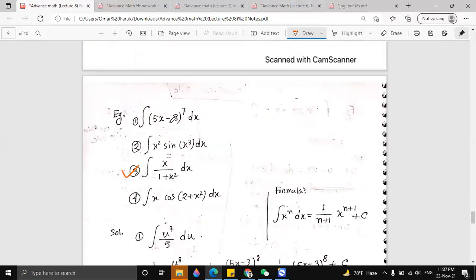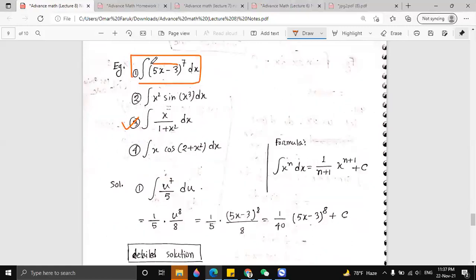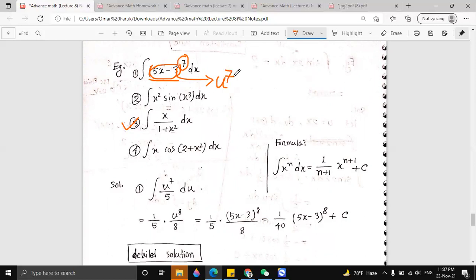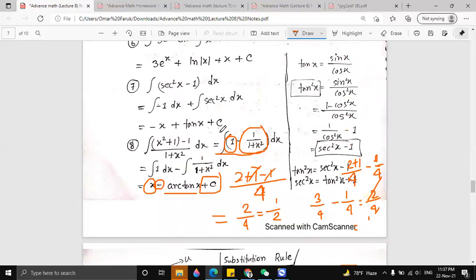So we have the integration of (5x minus 3) to the power 7. Again, this is a function. You can see the bracket. All of this inside the bracket is another function, so we can let it be u. And on the outside we have the power 7. So again, this is a composite function, so we have to use the chain rule here.